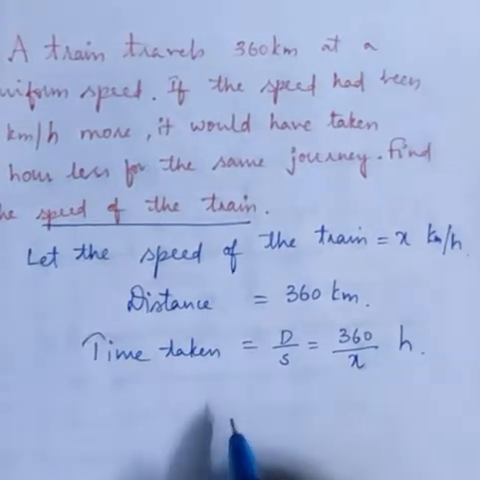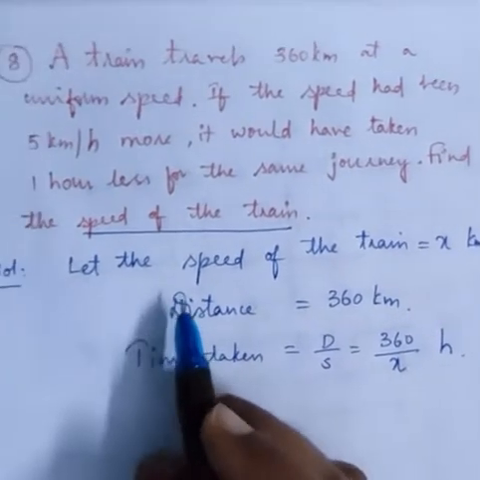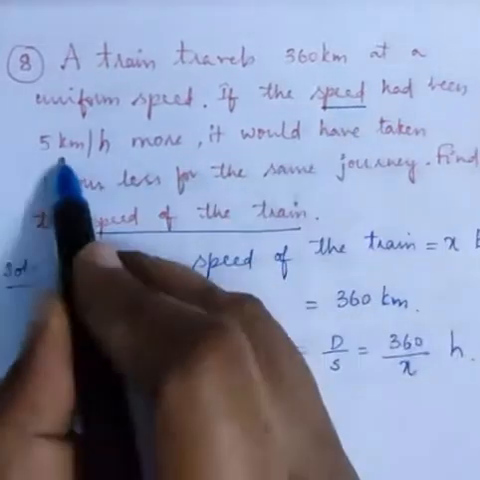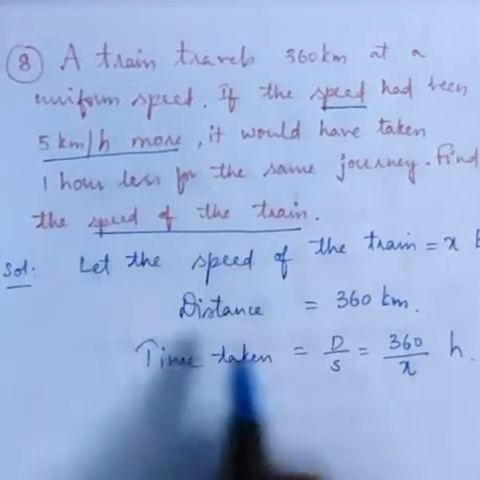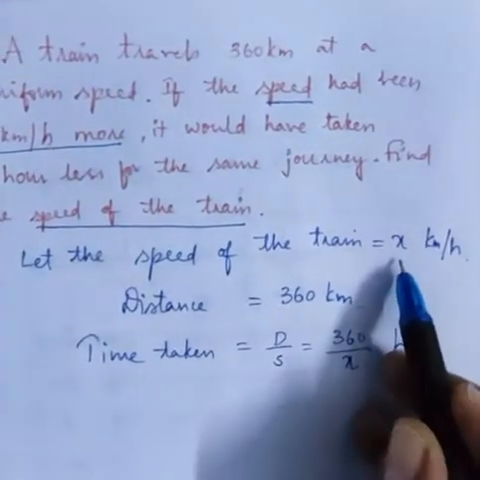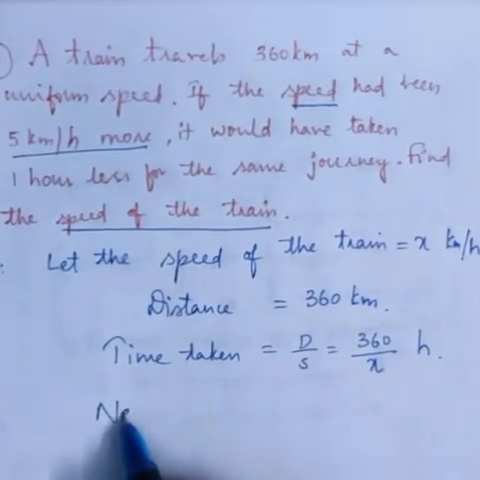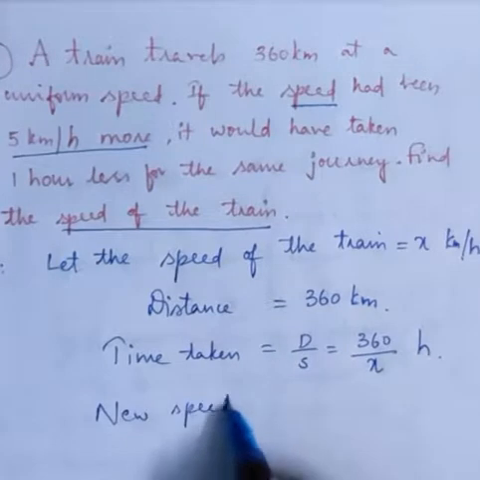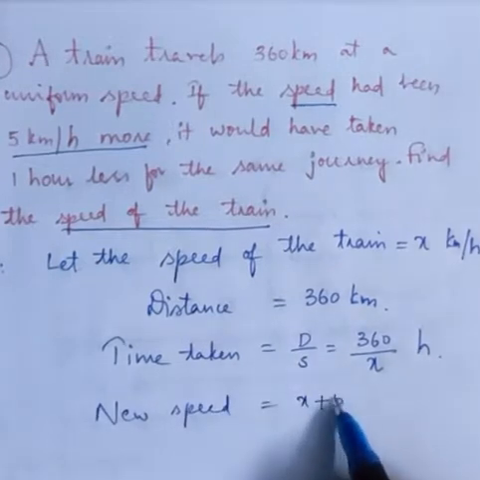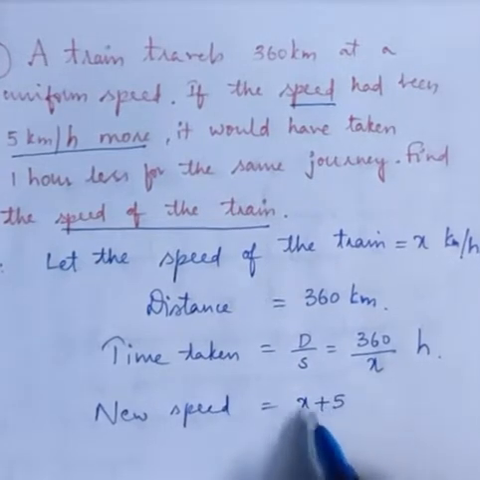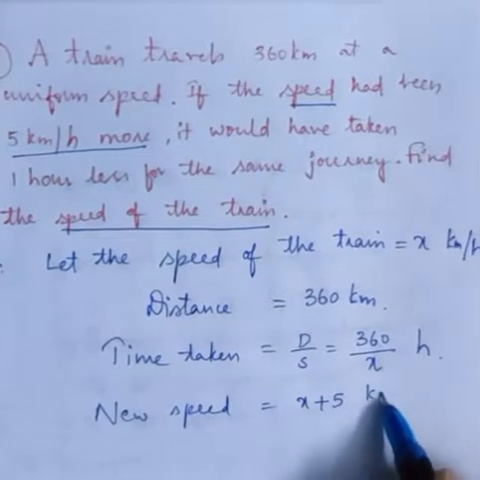Now what is the next data given? The speed had been 5 km per hour more is given. Already we have assumed the speed as x km per hour. 5 km per hour more means now the new speed. What is going to be our new speed now? More, so x plus 5. So x plus 5 is going to be our new speed.